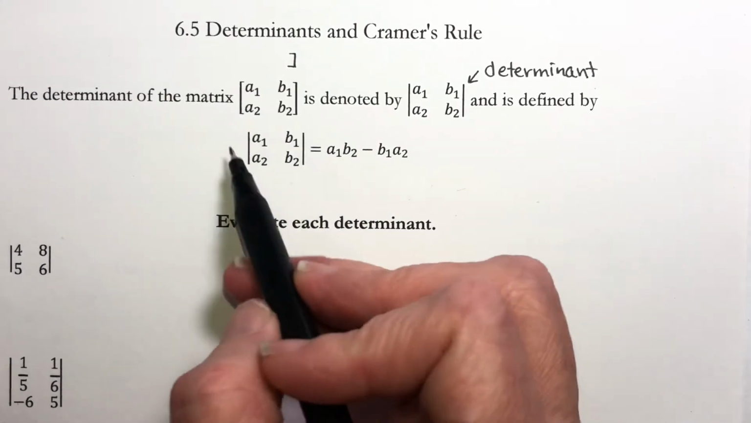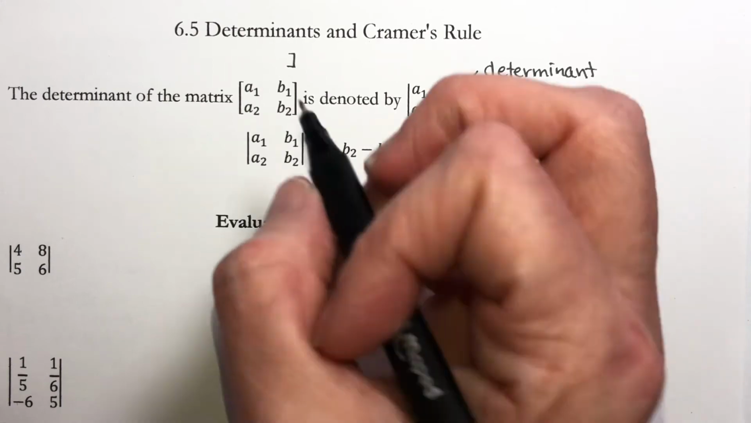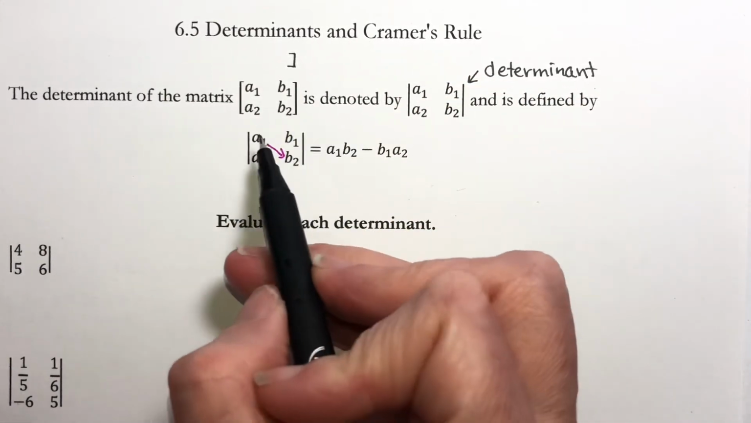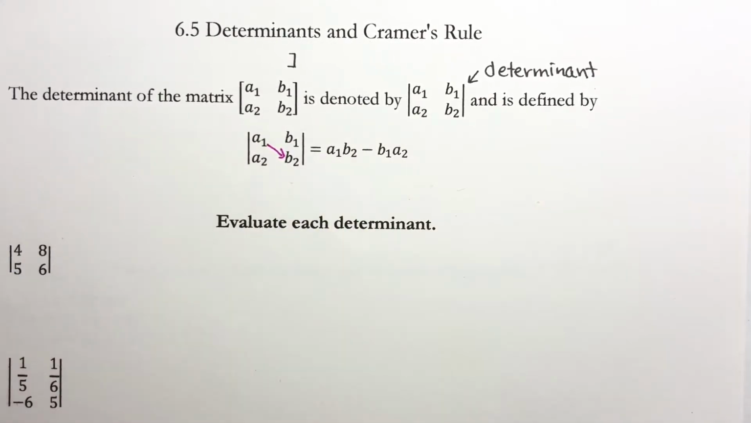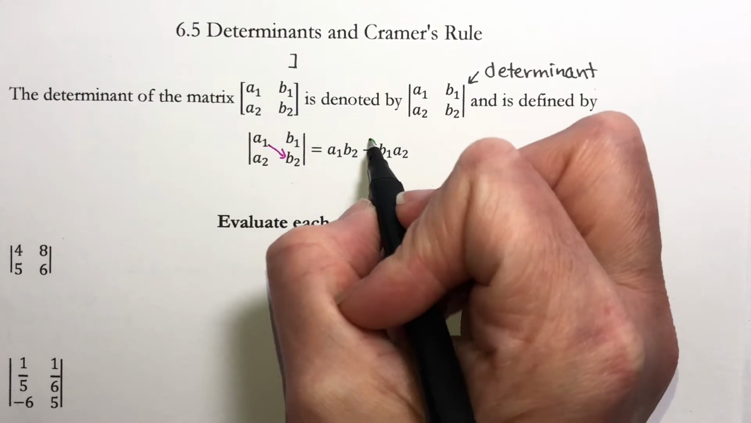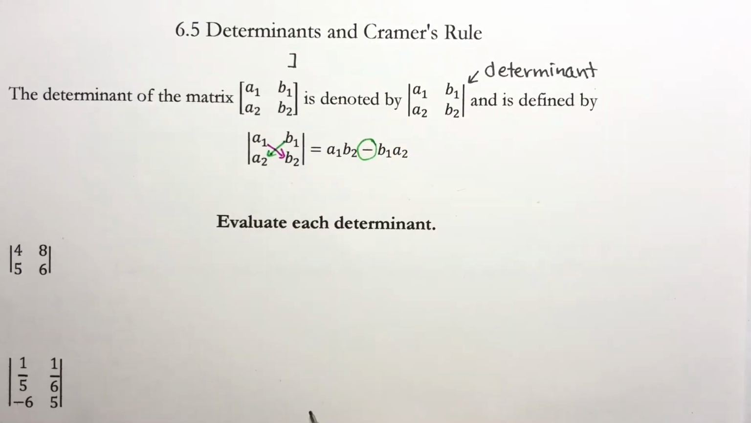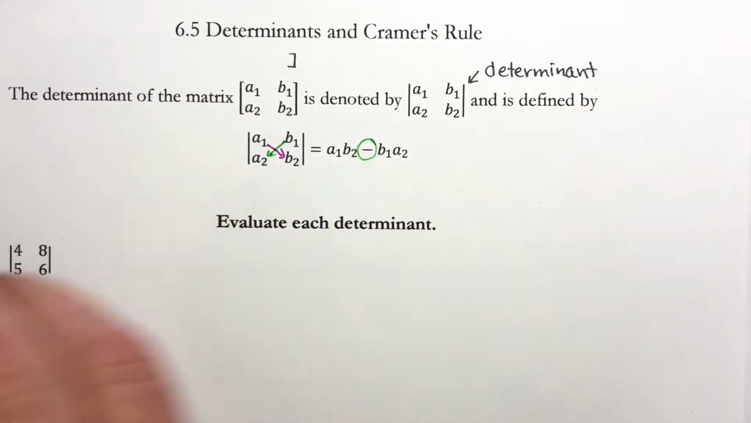I know it looks bad with this A1, A2 stuff right here, but it's really quite easy. You're going to take these two values, go on a diagonal, and multiply them together. A1 times B2. And then you're going to come back in the other direction. You're going to subtract, and then multiply these two together. B1 times A2. You're going to get just a number as a determinant.